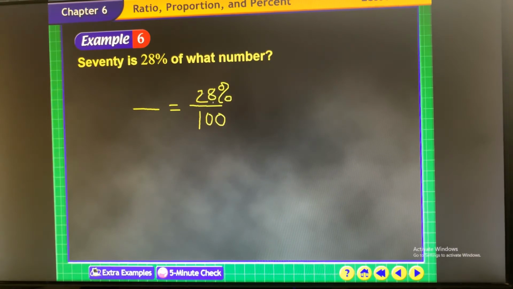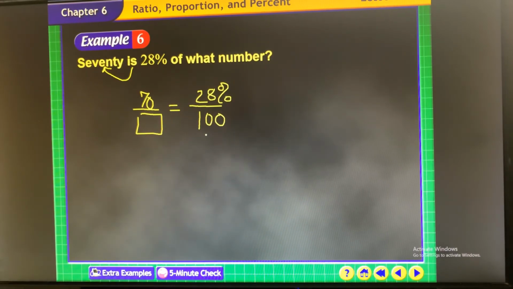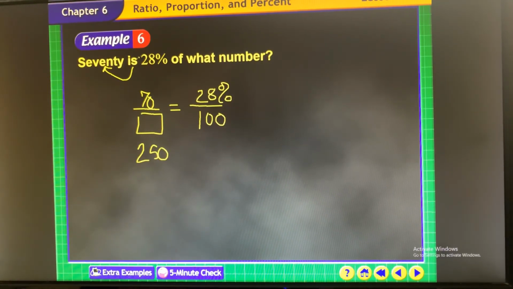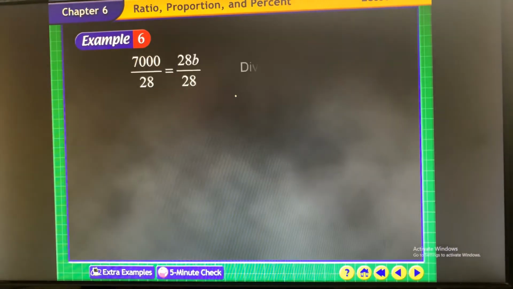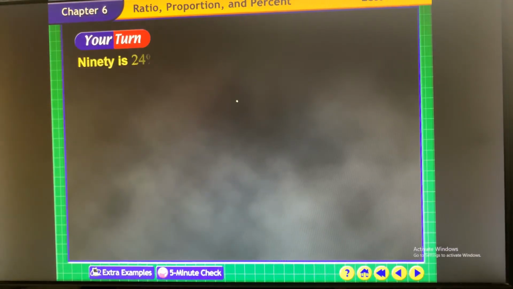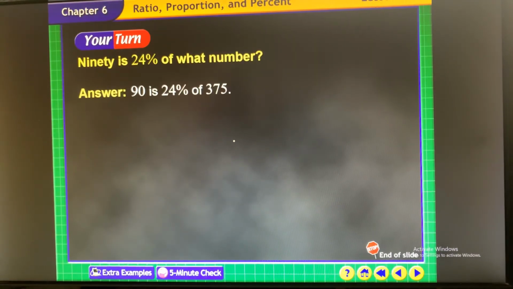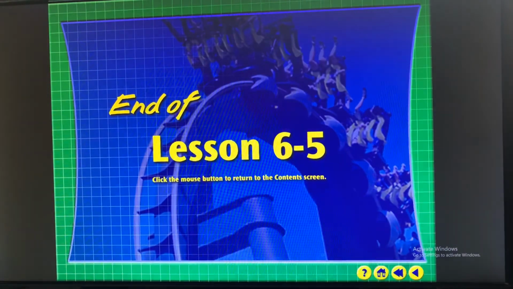This time though, I'm looking for the base. 70 is 28% of what number? So I'm going to cross multiply, 70 times 100 divided by 28, and I get 250. So 70 is 28% of 250. Same thing. And that's it. Good luck with your proportions.